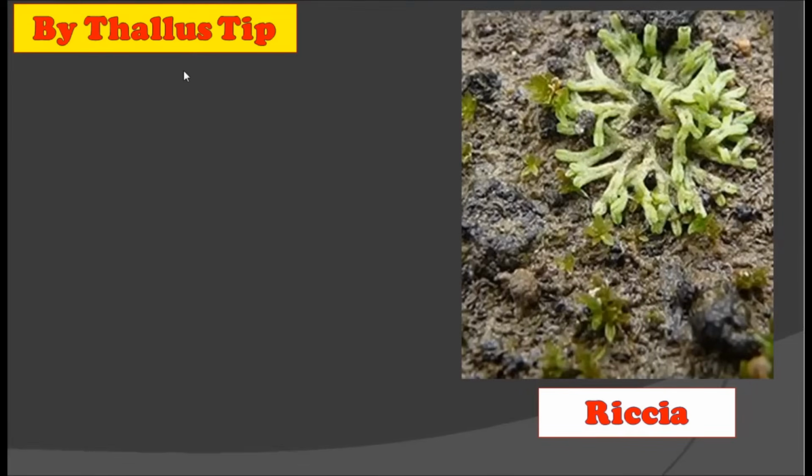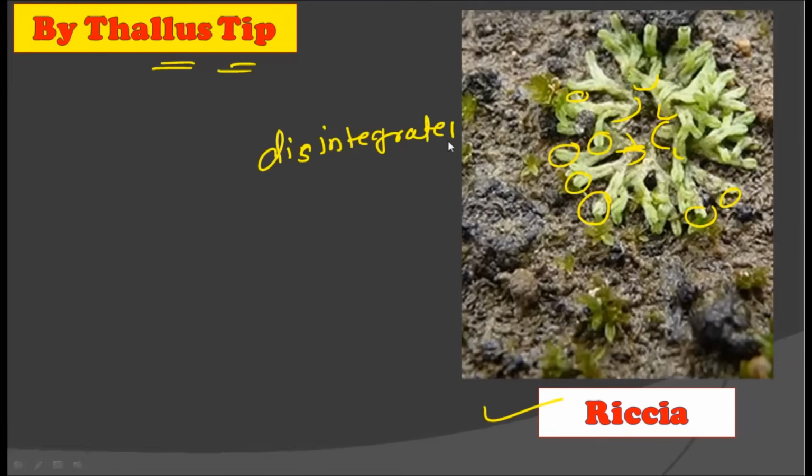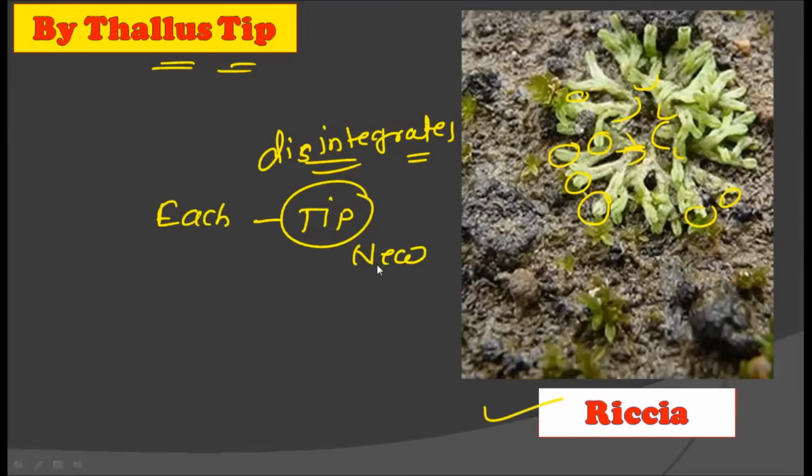Now, the second type of vegetative reproduction in the bryophytes takes place with the help of thallus tips. As you can observe here, these thallus tips are present on the thallus. This is a typical picture of Riccia, which is a bryophyte, which shows many thallus tips. Now, when these portions are under unfavorable conditions, the thallus completely disintegrates, and due to the disintegration, many parts of the thallus get separated from each other. Now each part with a thallus tip grows into a new plant.